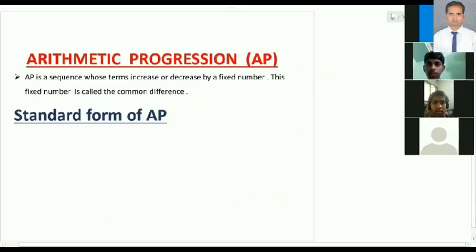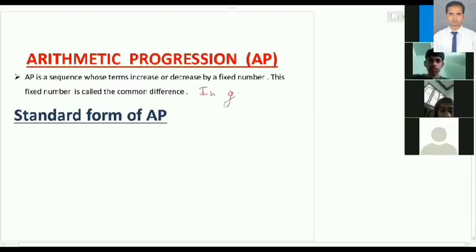We'll start with AP. What is AP? Arithmetic progression. It's a sequence in which each term is increased or decreased by a fixed number. What is that fixed number? That number is known as common difference.